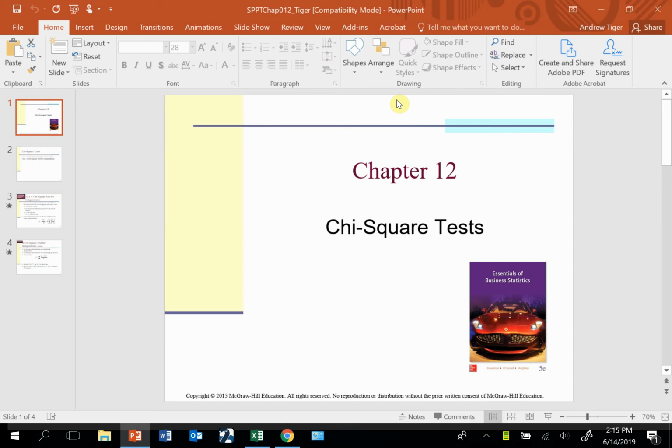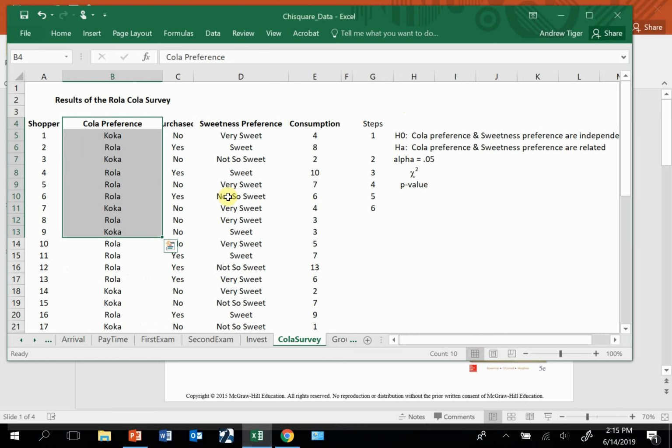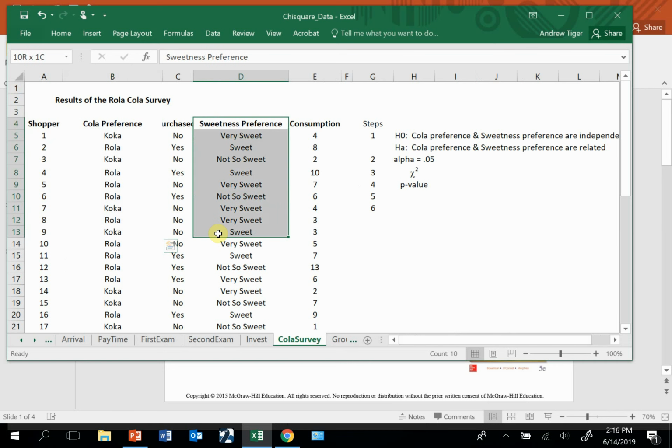Chapter 12, we also are doing hypothesis testing, but our data is different now. Our data is no longer numbers. Our data is going to be text. And we want to know if two factors are related or not. What we're interested in for this one is whether people's preference for cola is related to their preference for sweetness.